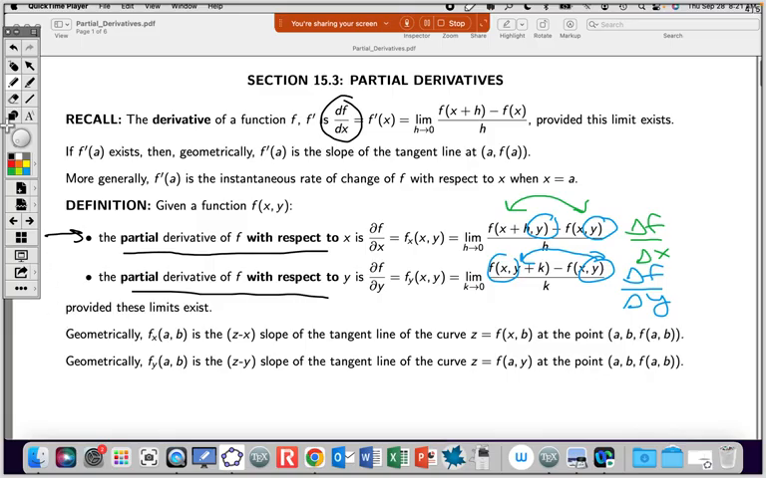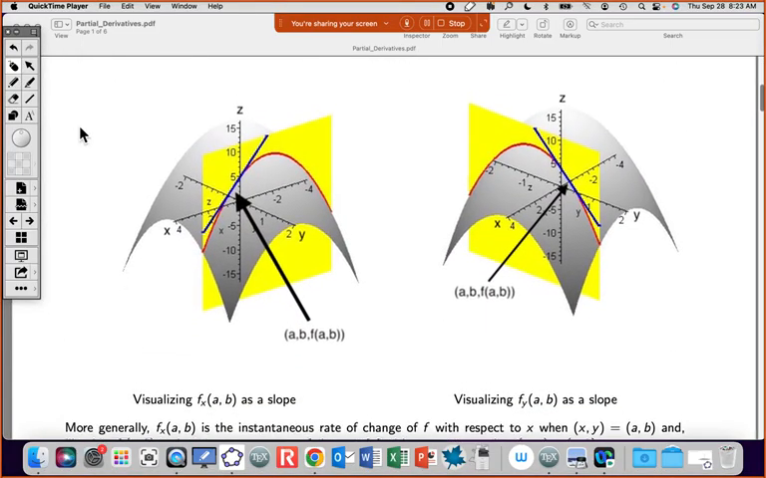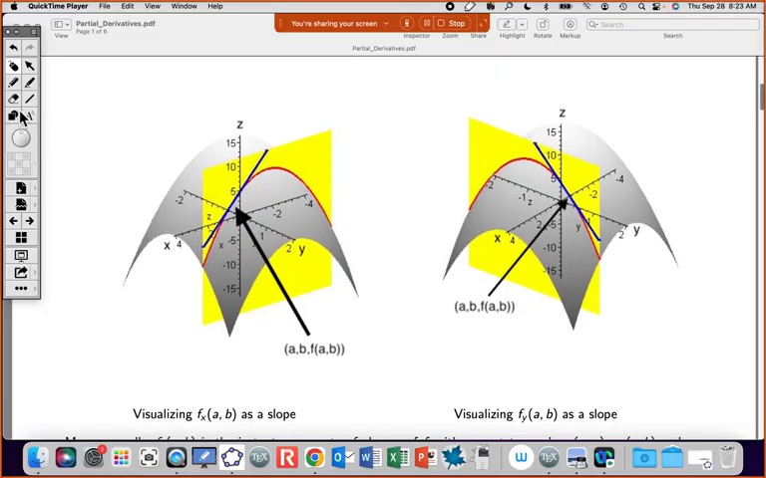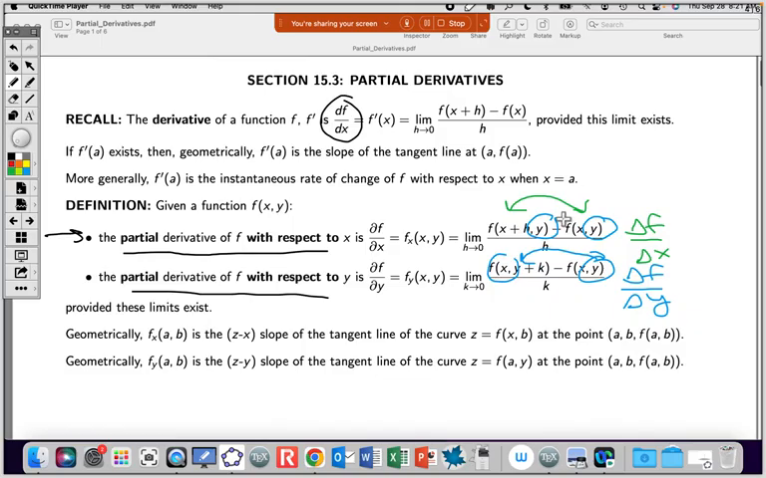So, what's the geometry of this? If we're looking at fx at a point (a, b), this is a notation for partial derivative. That means we're looking at the rate of change of f with respect to x at the point (a, b), holding y as a constant. Right? y didn't change here. We held y as a constant.